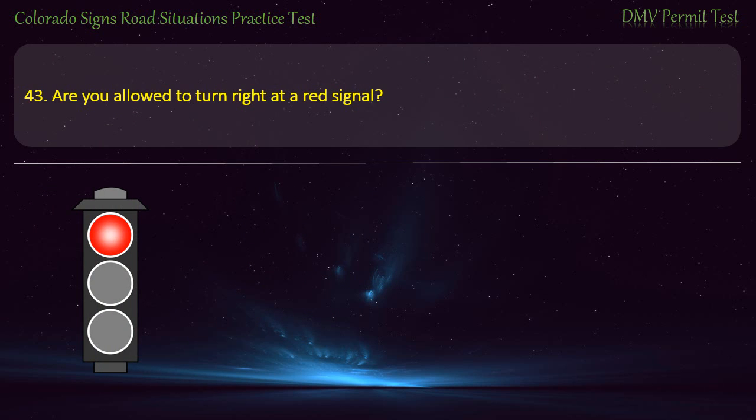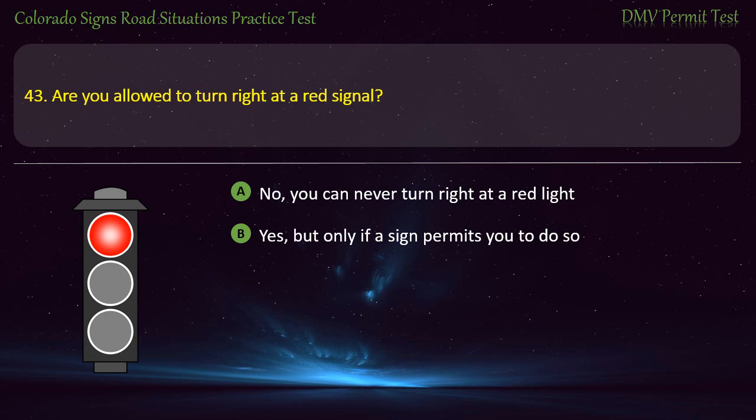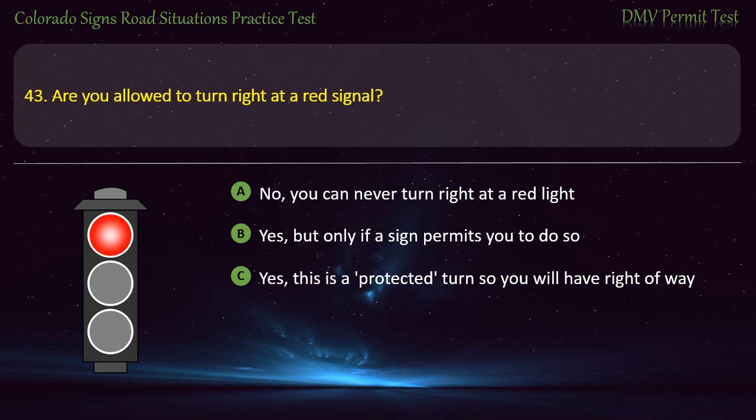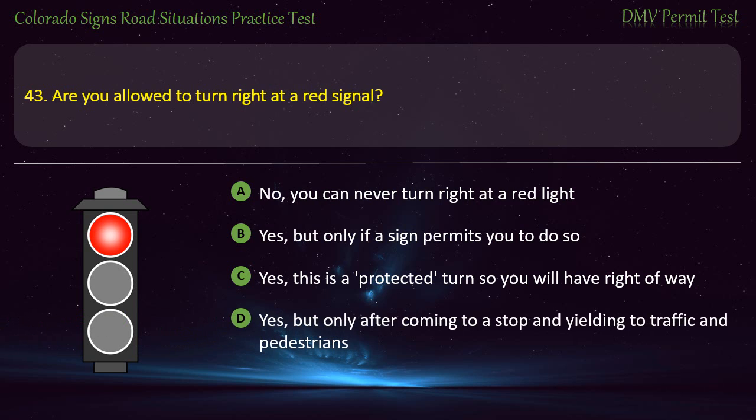Question 43. Are you allowed to turn right at a red signal? No, you can never turn right at a red light. Yes, but only if a sign permits you to do so. Yes, this is a protected turn, so you will have right of way. Yes, but only after coming to a stop and yielding to traffic and pedestrians. Answer. Yes, but only after coming to a stop and yielding to traffic and pedestrians.